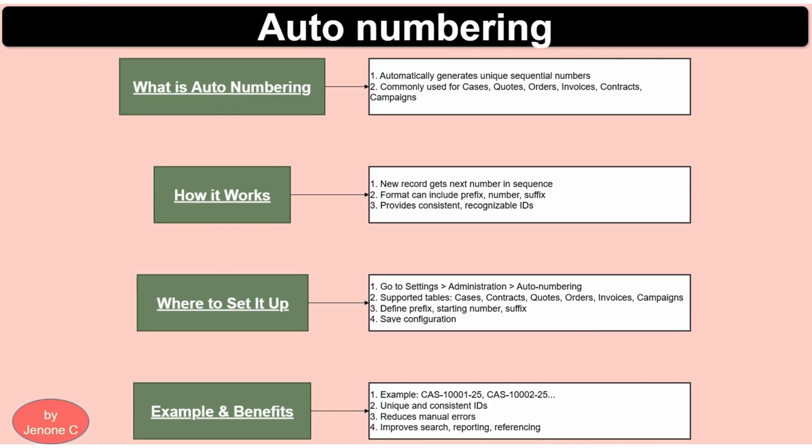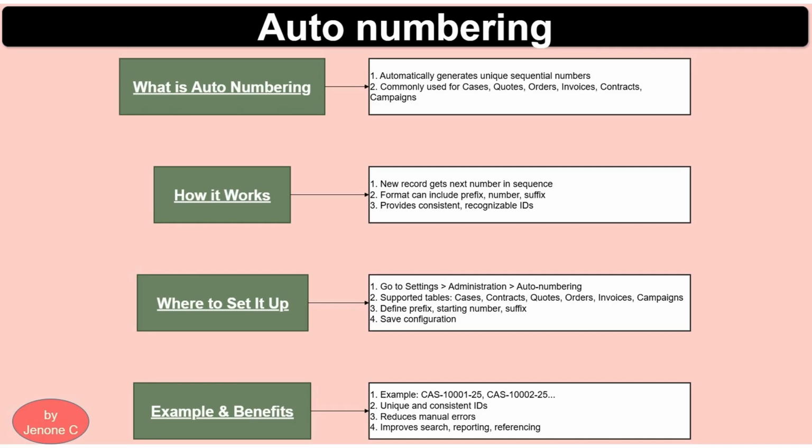Today let's talk about auto numbering in Dynamics 365 customer engagement. Auto numbering is a feature that automatically generates unique sequential numbers for records. It's most commonly used for business records like cases, codes, orders, invoices, contracts, and campaigns.